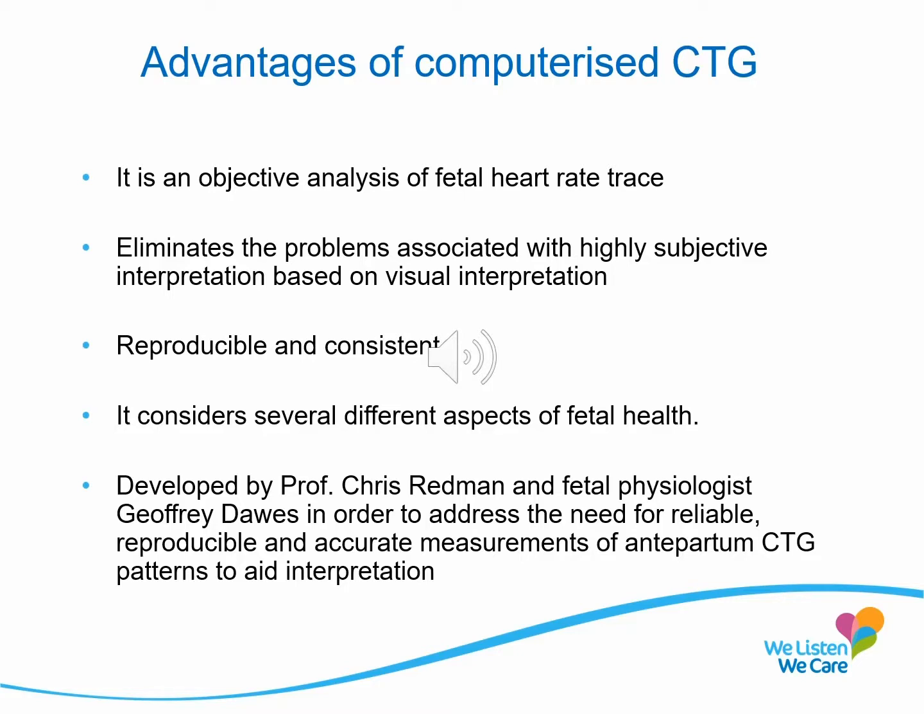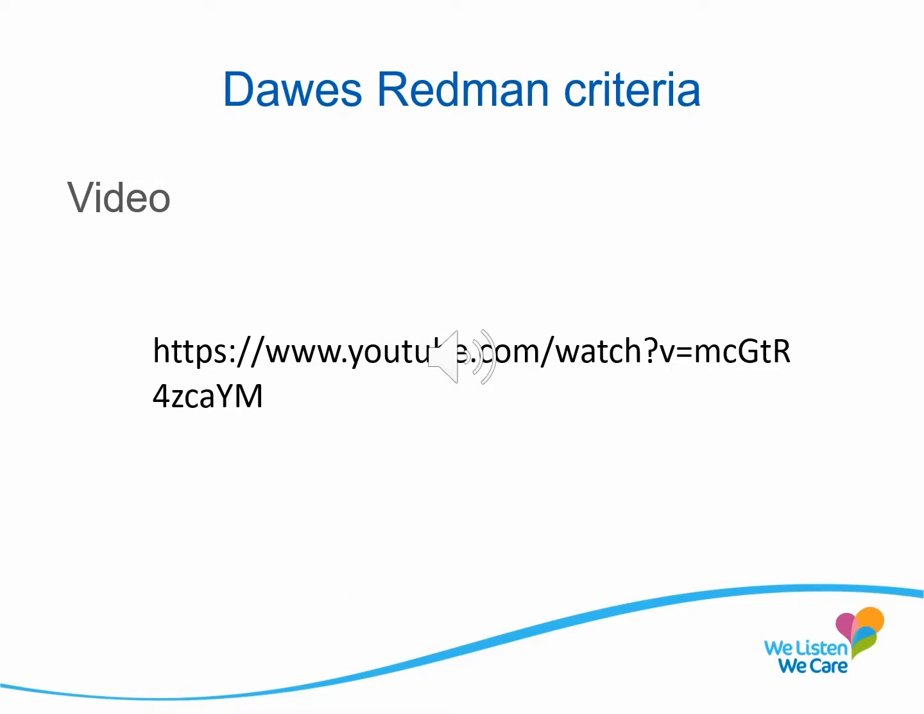It was developed by Professor Chris Redman and fetal physiologist Geoffrey Dawes in order to address the need for reliable, reproducible, and accurate measurements of antepartum CTG patterns to aid interpretation. This video link describes the origin of Dawes-Redman criteria.